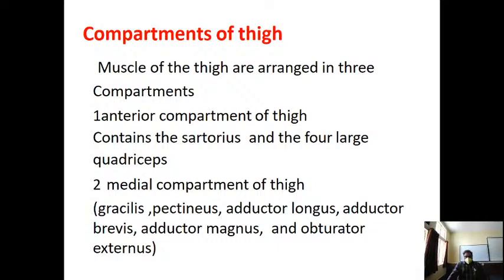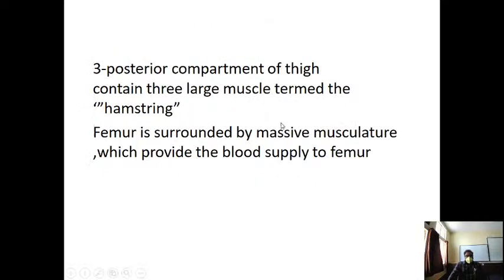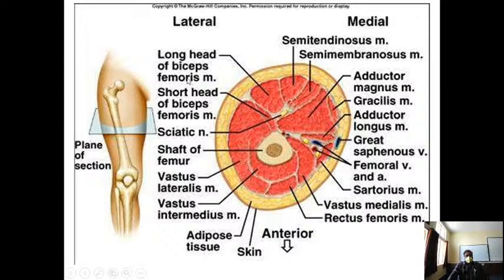Coming to the medial compartment of the thigh, it is predominantly dominated by adductors of the hip, like adductor longus, adductor brevis, adductor magnus, and obturator externus. Obturator externus also causes lateral rotation of the thigh. Coming to the posterior compartment, it has three large muscles which are termed hamstrings. They are semitendinosus, semimembranosus, and biceps femoris. Their main function is flexion at the knee, and also extension at the hip.